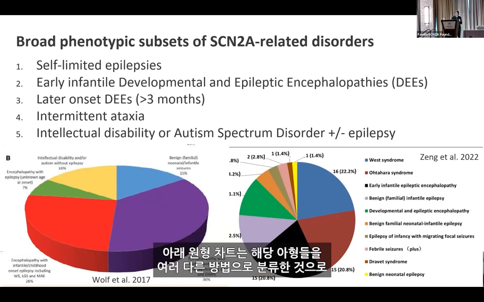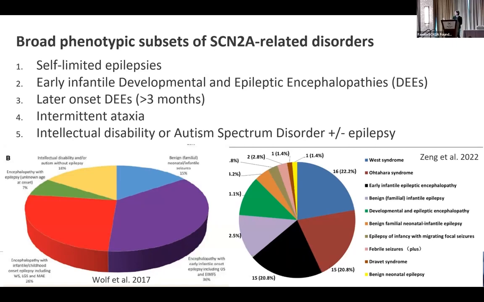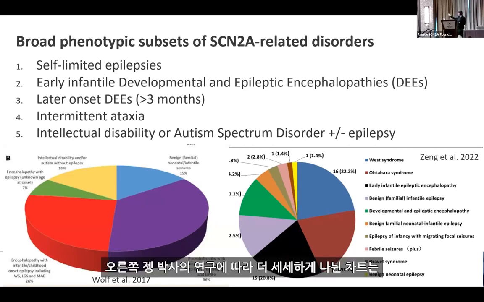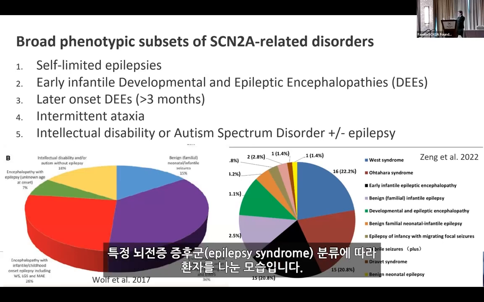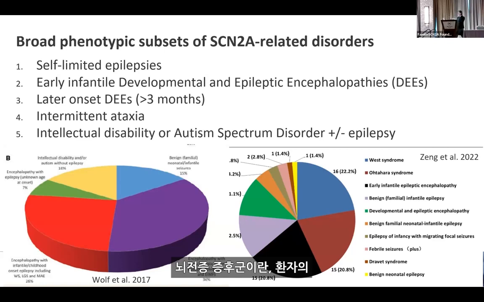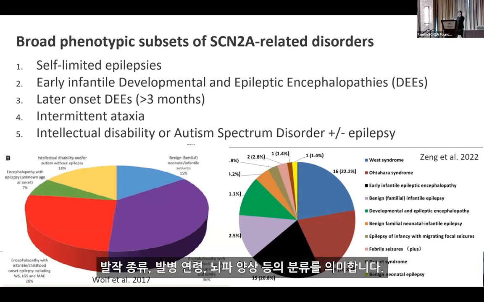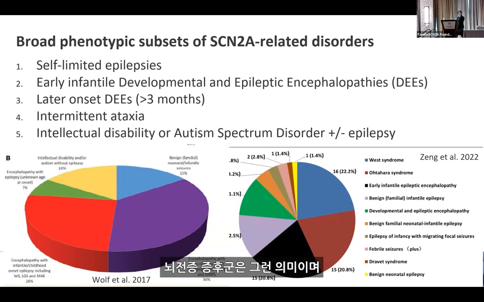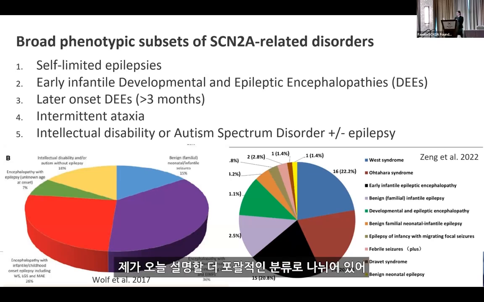These are the figures. There are breakdowns from a couple of manuscripts dividing those groups in various different ways. The one with more aspects on the right there, the Zhang, divides it by specific epilepsy syndrome. And an epilepsy syndrome is essentially a description of the seizure types, the age of onset, and the EEG patterns that we see. So that's what we mean when we say an epilepsy syndrome. Whereas the Wolf paper in 2017 did the broader categories similar to what I'm describing here. And we'll break those down.